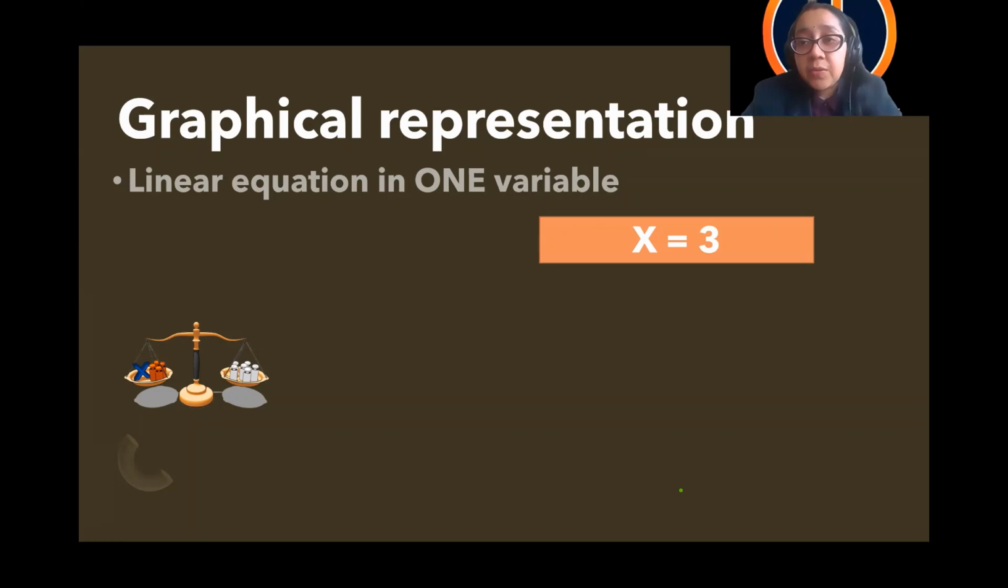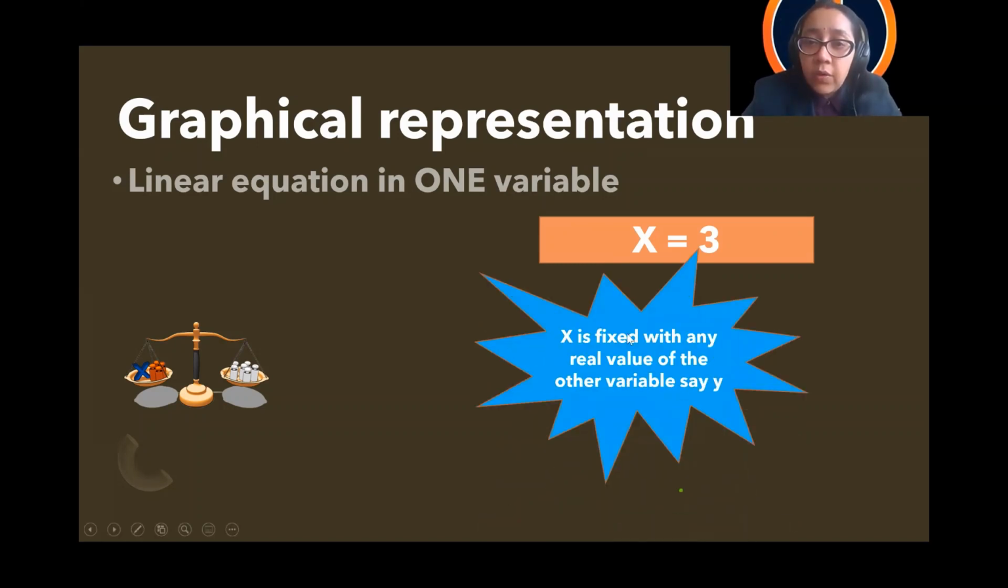I will provide you some homework questions which will help you to clarify and understand better. But before that, let me show you how we can calculate the graphical representation of linear equations in one variable. When it is one variable, x equal to 3 is an example of a linear equation in one variable, right? So x is fixed with any value of the other variable, say y. So here the equation is x equal to 3.